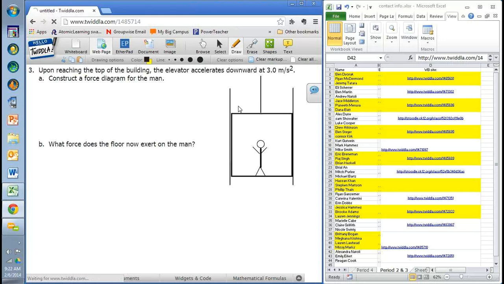Okay, in problem number 3, we're looking at the exact same thing, except it's slightly different. There is an acceleration downward instead of upward. So it says upon reaching the top of the building, so it is moving upward, but then there's this acceleration downward, basically so that it can start to slow down. So you're going to draw a free body diagram, and then you're going to figure out how much force the floor is exerting. Okay, I'm going to go ahead and mute you, and you can go ahead and begin.